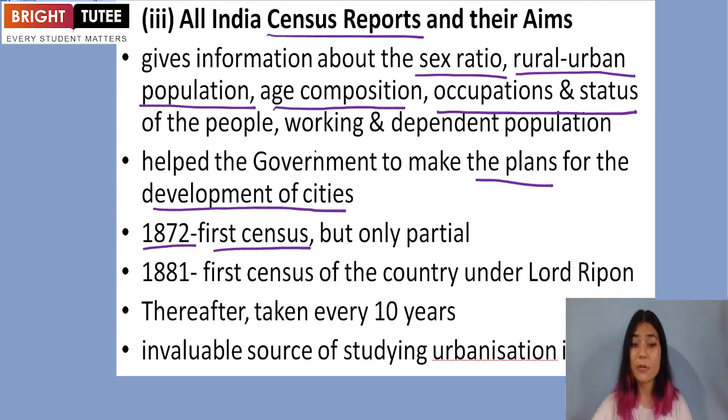But this collection of report was only partial. It was not all over the country. It did not cover the entire territory of India. So it was only in 1881 that the first census of the entire country was taken, and that happened under Lord Ripon. And after 1881 the census report was taken after every 10 years.